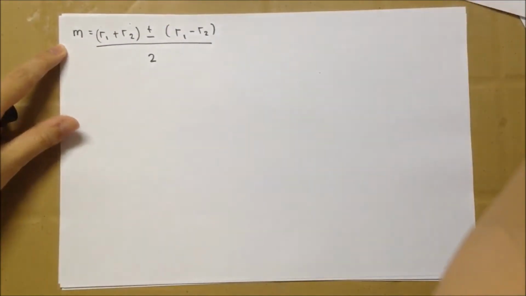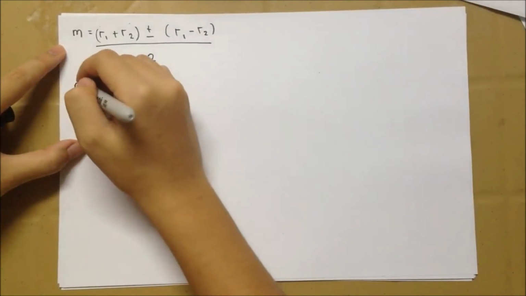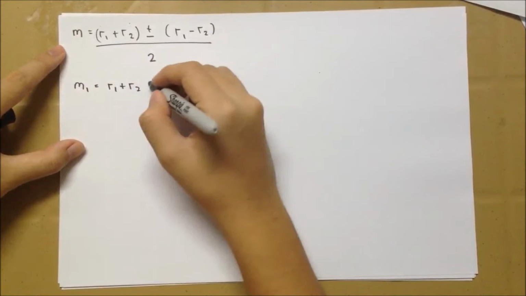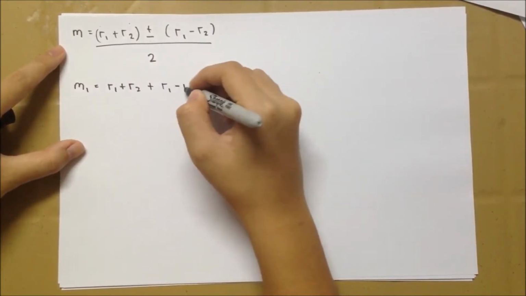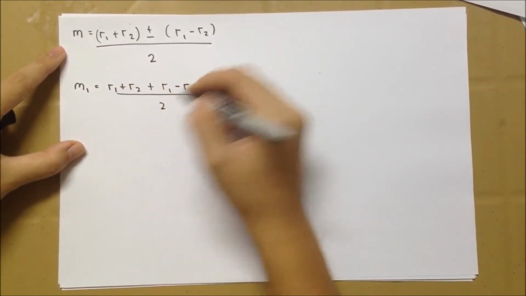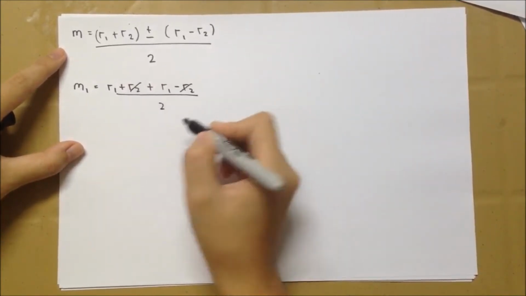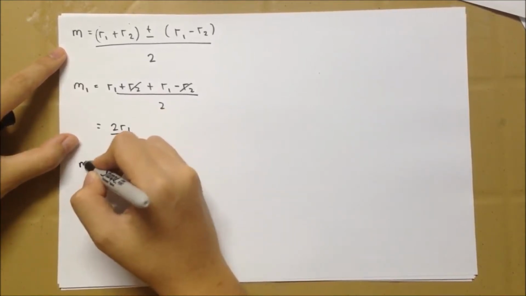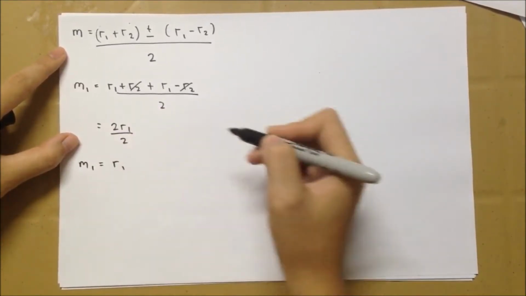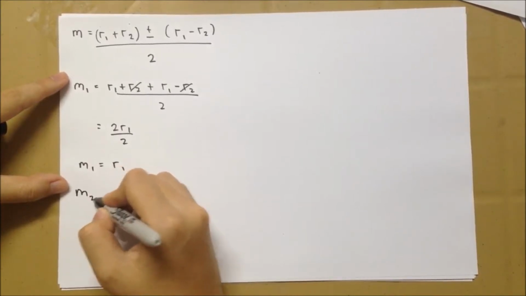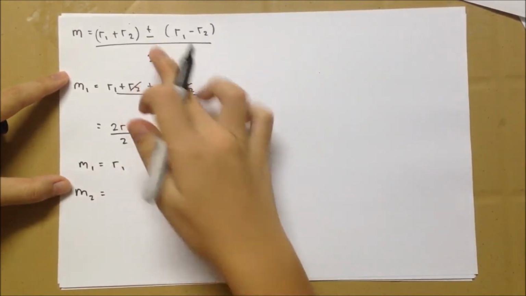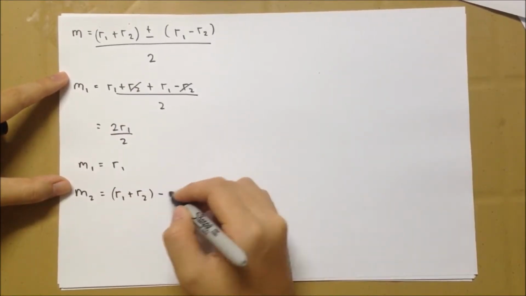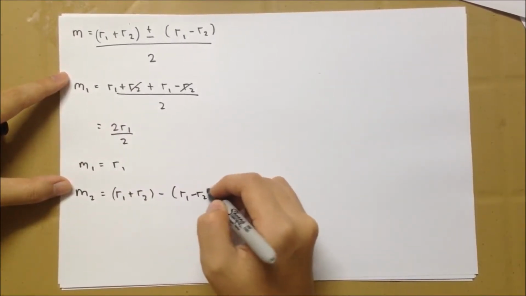So we have two values for m here. m1 is when r1 plus r2 will be added to r1 minus r2, over 2. So r2 will cancel here. I am left with 2 r1 over 2. So thus m1 is equal to r1. Now for the case of our m2, m2 is when we take the negative one. So r1 plus r2 minus the quantity r1 minus r2, over 2.